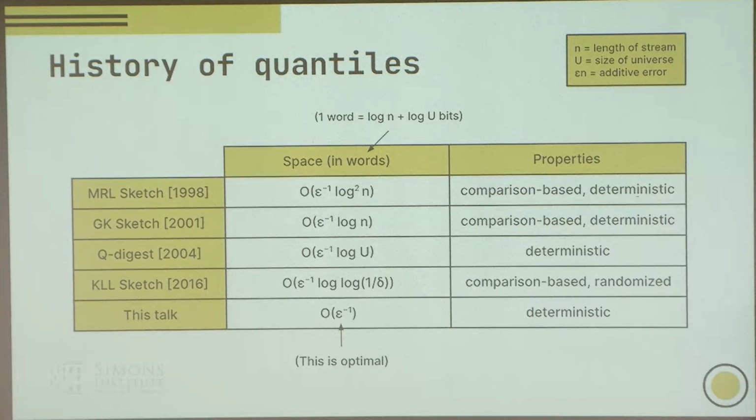Okay, so in a separate direction, the Q-digest algorithm in 2004 achieves a space complexity of epsilon inverse times log u. This is not a comparison-based algorithm, and the performance is incomparable to the GK sketch. It depends on whether n or u is bigger.